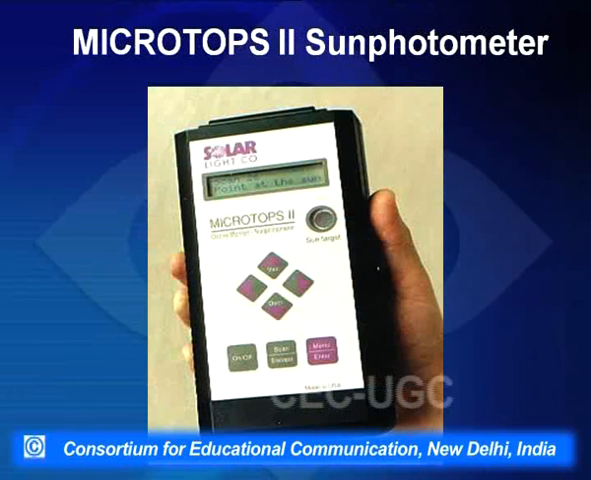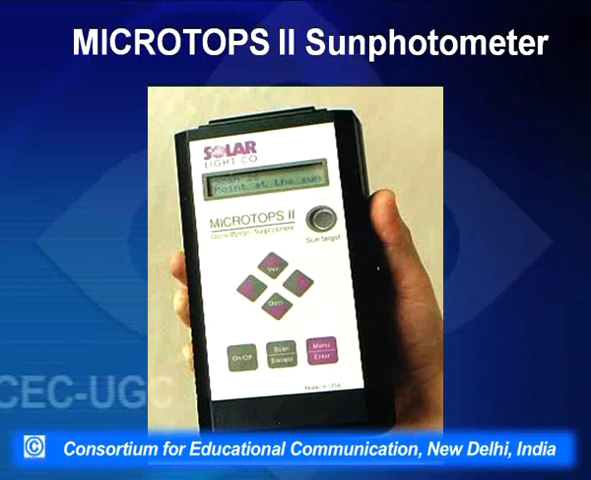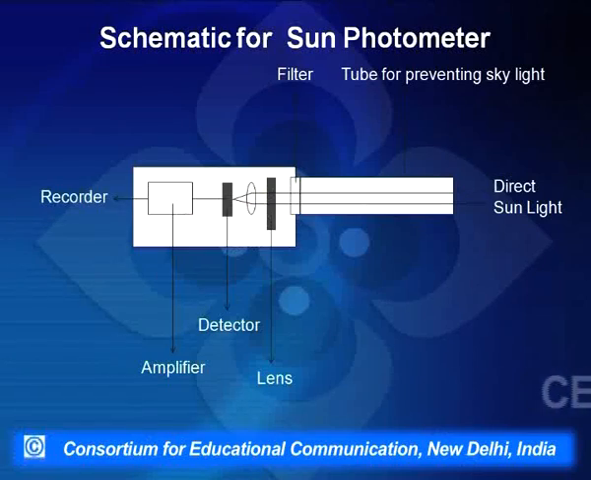we see a circular thing, and here we observe the sun as a point. When the image is sharp, we press enter and we get the AOD of that particular time and that particular place. This is the schematic diagram of the sun photometer.